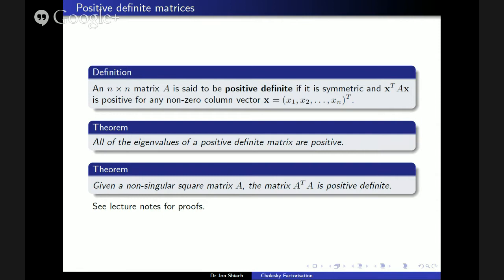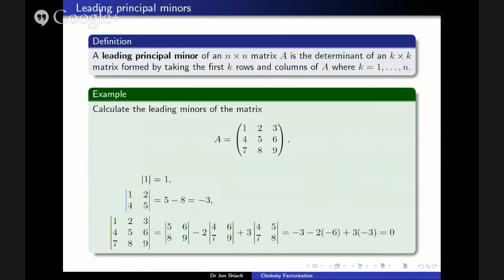Okay, I'm not going to go through the proofs here. I've briefly written them down on page 110. Okay, so you can see there are some proofs there. What is more useful is something called Sylvester's criterion, which we'll look at in a minute.